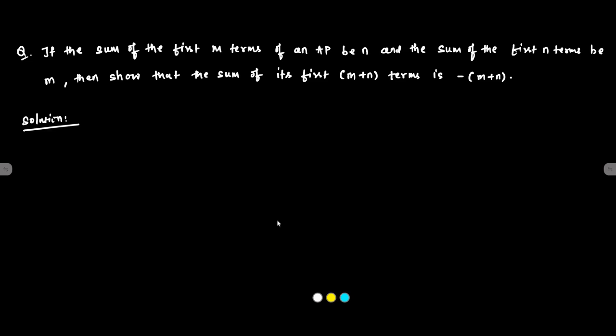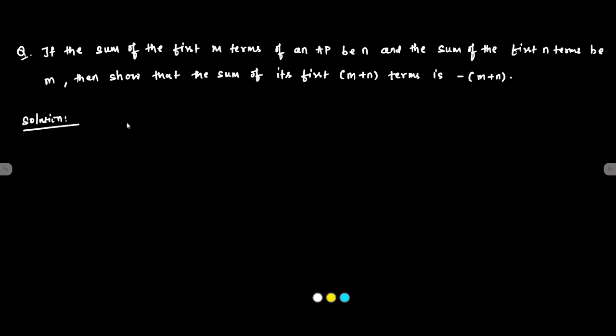So here is another question on sum of n terms of an arithmetic progression. It is given, if the sum of the first m terms of an AP be n and the sum of the first n terms be m, both lowercase, then show that the sum of its first m plus n terms is minus (m plus n). Okay, it is confusing, but okay, let's do it.